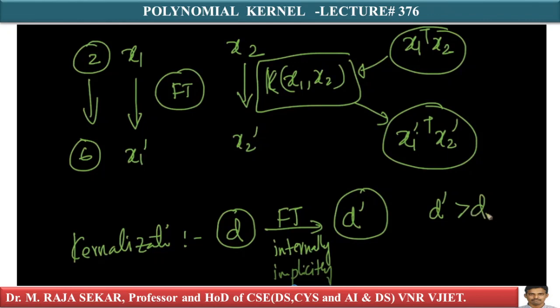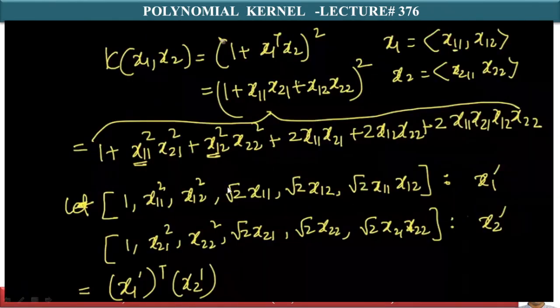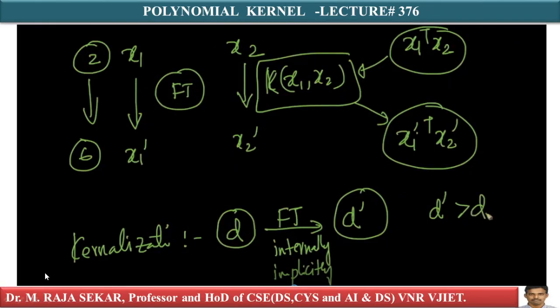Just see this first point: what is your x1 dash? This is my x1 dash. X1 dash has square terms, right? Now, as I told you, it is a six-dimensional space. We went from 2D data to 6D data using the kernel trick. In the 6D data, since you have the quadratic form, the data will be separated.